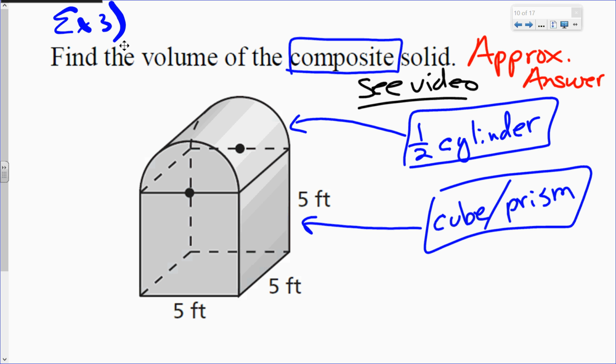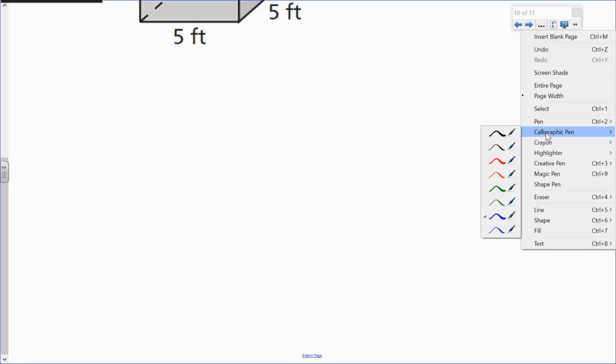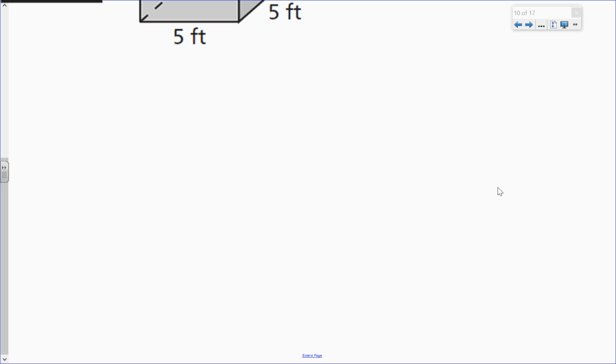Let's do it. I'll do the half cylinder first. Here we go. Stay with me. In order to do the half cylinder, I need the cylinder formula, though. Can anybody give me the volume for the cylinder? What's the volume for a cylinder? I don't expect you to memorize them. It's on your reference sheet right in front of your face.